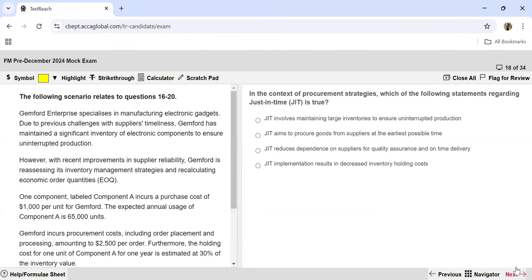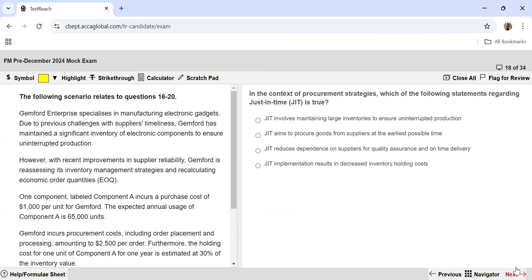In the context of procurement strategies, which of the following statements relating to just-in-time is true? We have to select only one statement. Let's have a read at all of the statements that are given. JIT involves maintaining large inventories to ensure uninterrupted production.